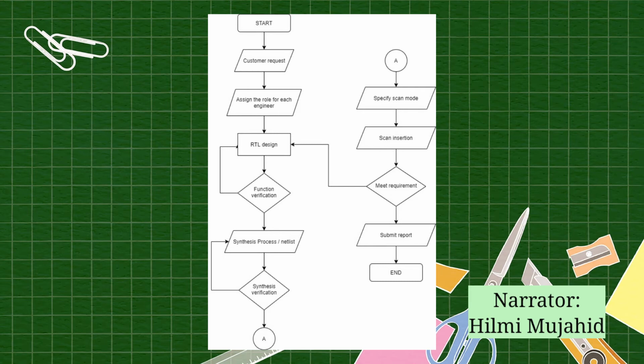Next, the synthesis process is carried out. In this process, the design is transformed into the netlist form. This process will also go through simulation, and if there is a problem or error, it will return to the previous process. After that, the completed synthesis will go through the scan insertion process, which determines the test scan method on the design. But before that, the FT engineer has to decide on the selection of the appropriate scan mode according to the client request.